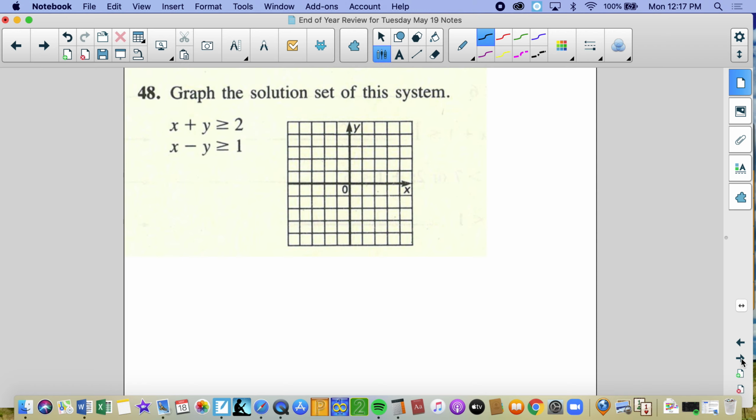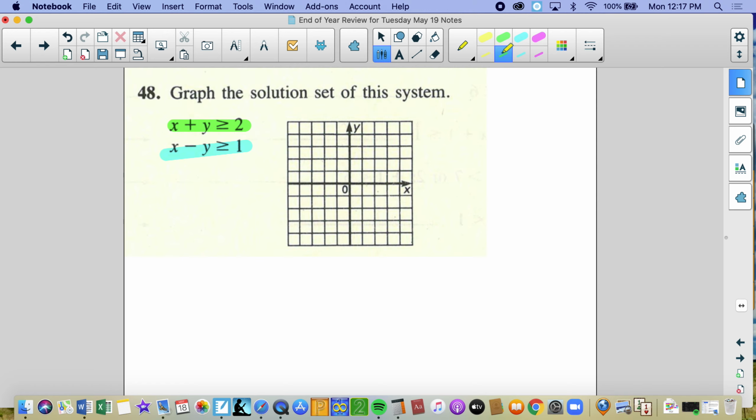And the last problem today is graph the solution set of this system. So we know that both equations will give us a line. So we'll do this in green, we'll do this in blue. They're both in standard form, and they're equal to, so that's nice. We know that we're going to get closed circles and solid lines.